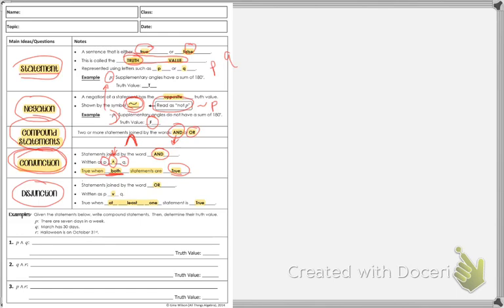Then we go to the compound statement joined by the word or. This is called a disjunction. So that means we're going to combine one statement with the other one using or. Now the or symbol looks like a V. For this one, for it to be true, only one of the statements has to be true.